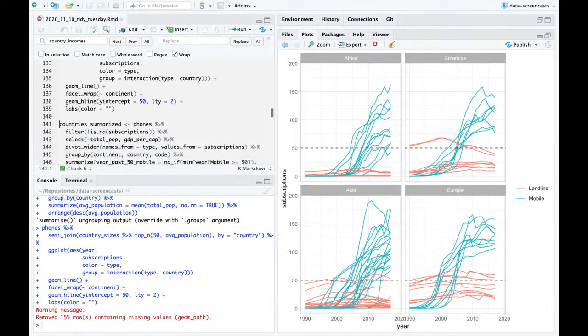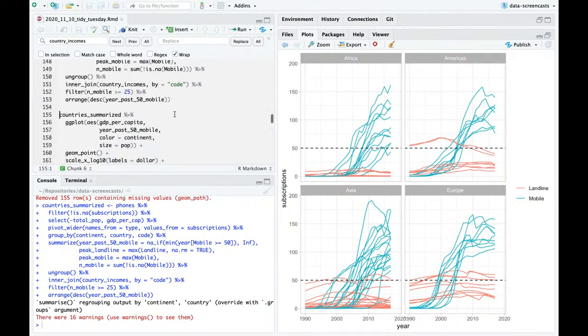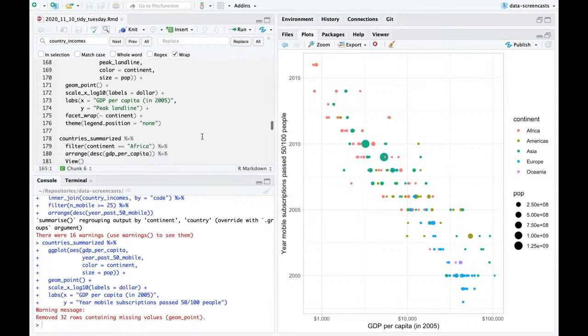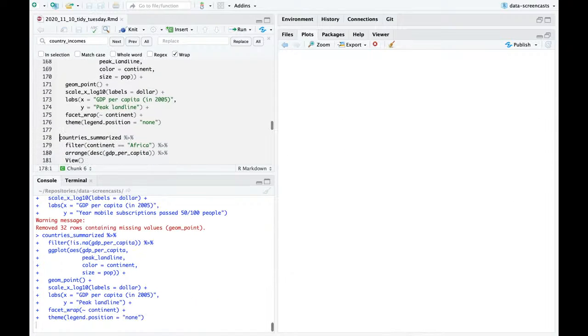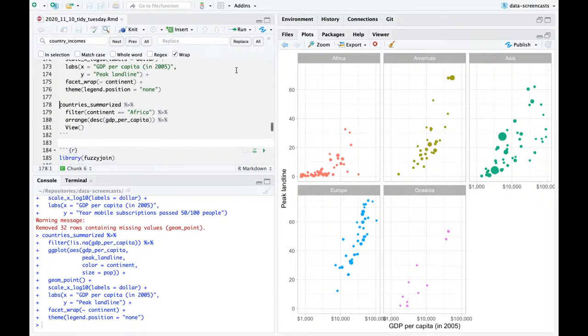We looked at this kind of graph for all of them, but then we did some summaries where we asked, when did they pass 50%? We can see that richer countries passed the 50% point earlier. Makes sense. It also looks like Europe got onto mobile a little faster than equally rich countries in other continents, so there's some geography as well. We also looked at where the landline peaked. It's a little bit similar: mostly about income, but there's also some role played by geography.